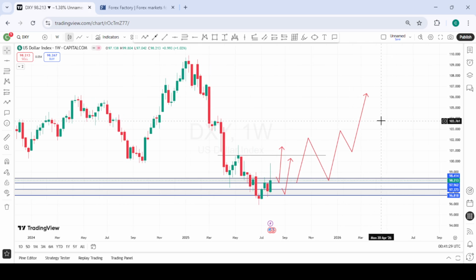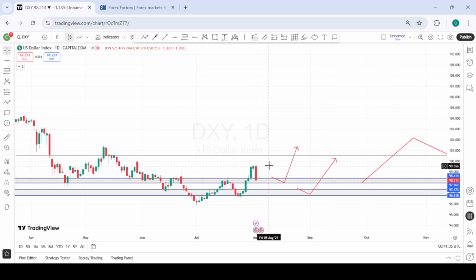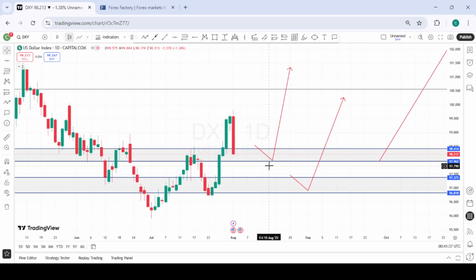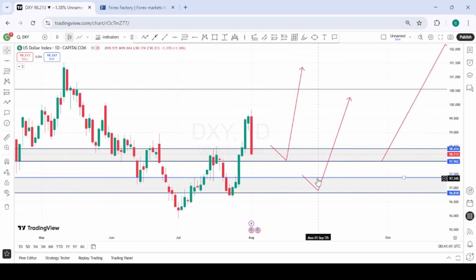And in the interim, let's look out for these buys on the daily time frame for DXY. So we're looking out for buying opportunities from either this zone or the second zone below.